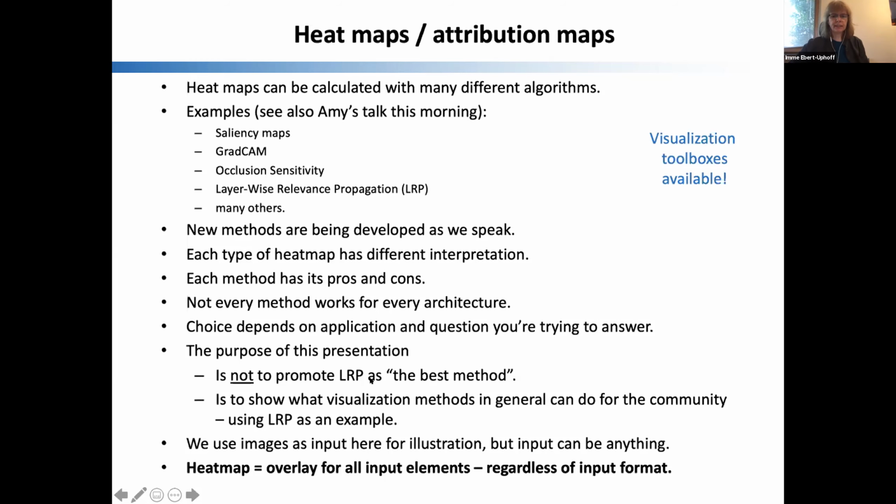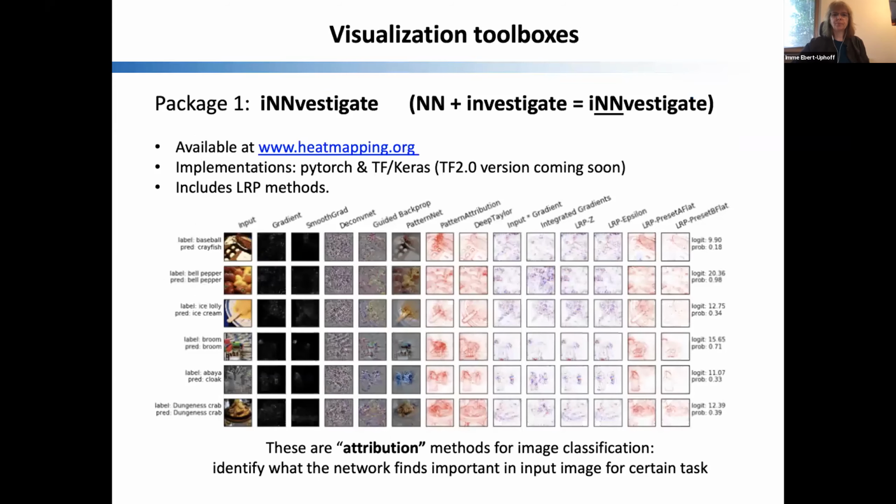Just to be perfectly clear, I do not want to promote LRP as the best method. It's just that it worked well for many of our applications, so I'm using it for examples. The idea is to show what visualization methods in general can do for the community, and I'm just using LRP as an example. And we use images here as input for illustration, but it doesn't have to be an input image. You could have other things as well.